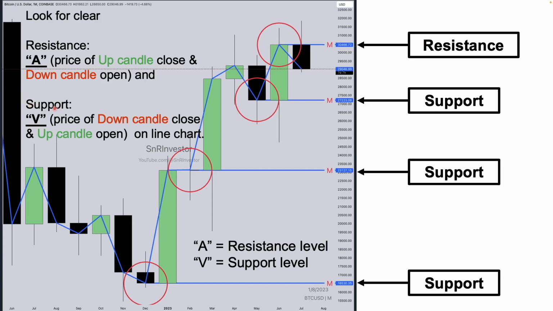And for the support, we want to look for a V shape, whereby it's the price of the down candle close and an up candle open. So here you can see a down candle close and an up candle open, and on the line chart you can see there's a V shape. So here is another support, and here it's a bit hard to see, but if you were to stretch the price range bigger, you will most likely see a V shape as well. And over here you can see there's another V shape as well, which is another potential monthly support level too.